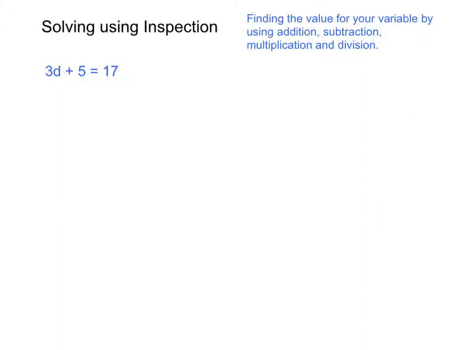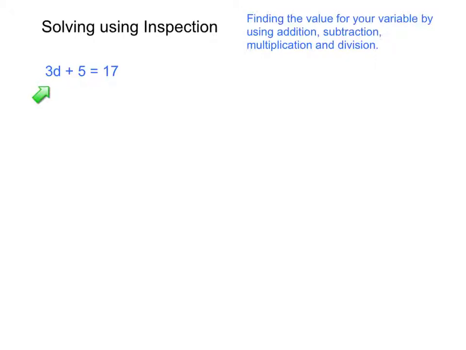So the second method that we're going to learn today for solving equations is called inspection, and I've put the definition up in the corner here again. So inspection is finding the value for your variable by using addition, subtraction, multiplication, and division, whatever is necessary in the question that you're given. So I'm going to use the same question as we just used, 3D plus 5 equals 17, but we're going to solve it this time using inspection.